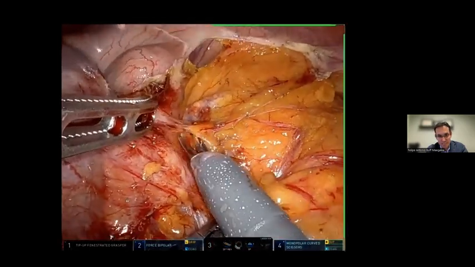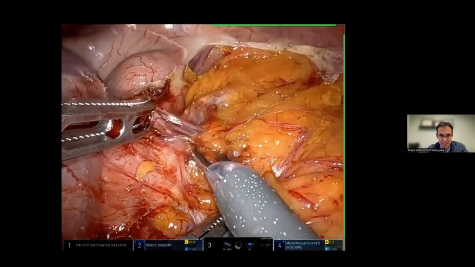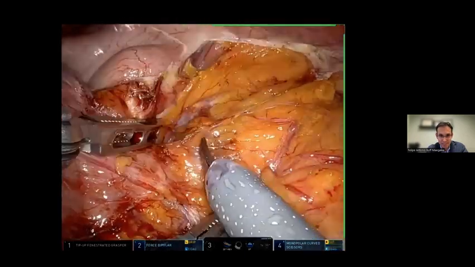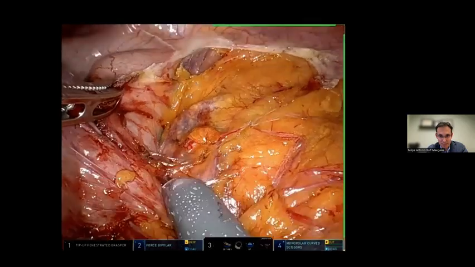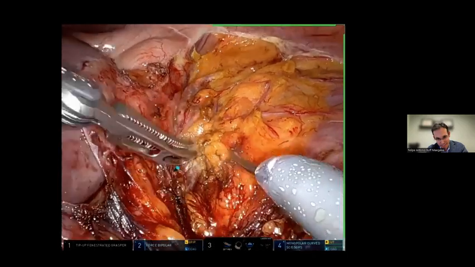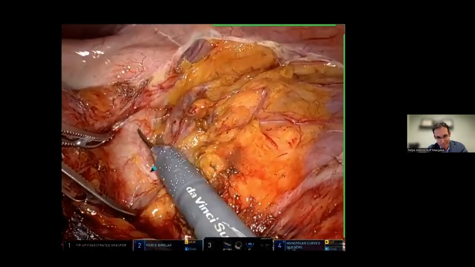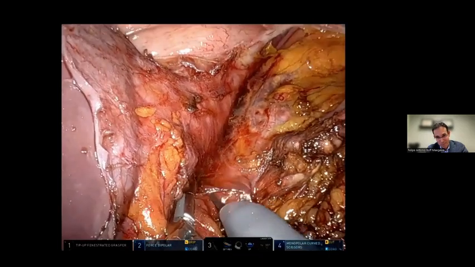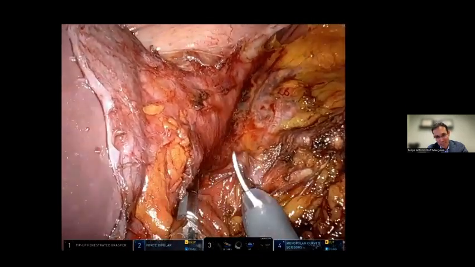And here you see the gastric fundus attached to the adrenal gland. So we start to mobilize the adrenal gland off the stomach. So we can open the book technique like described for laparoscopy. So keep it mobilized medially.